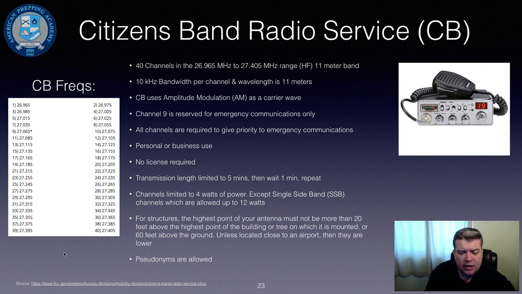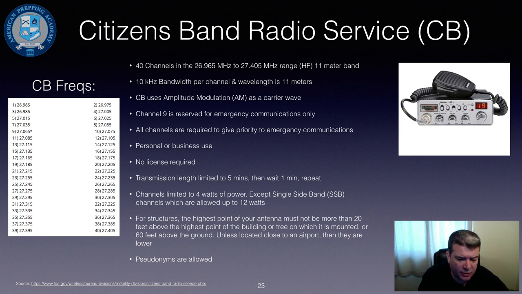The CB uses amplitude modulation. It's an AM carrier wave. Channel 9 is reserved for emergency communications only. All channels are required to give priority to emergency communications. So for personal or business use, no license is required. Transmission length is limited to 5 minutes, then wait 1 minute, and then you can transmit another 5 minutes again.